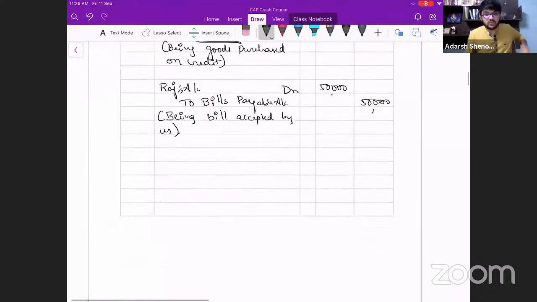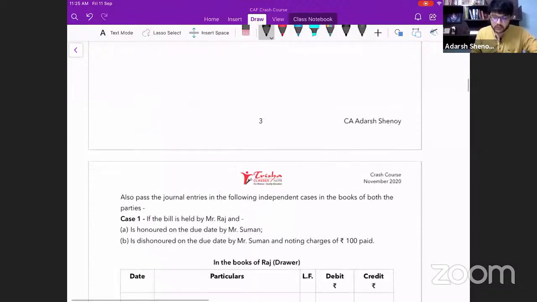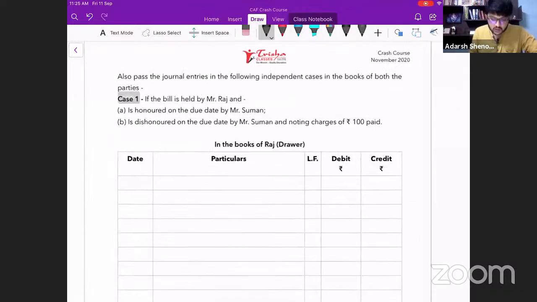Done. So the original question is answered. Now, shall we go to independent cases? Scene 1 is done. Now, different scene 2s are there. In scene 2s, we have different scenarios, cases. So we will do it one by one.